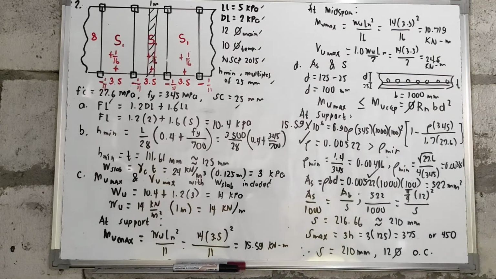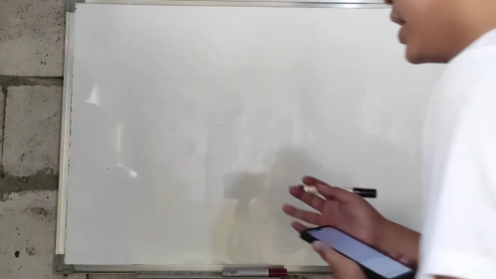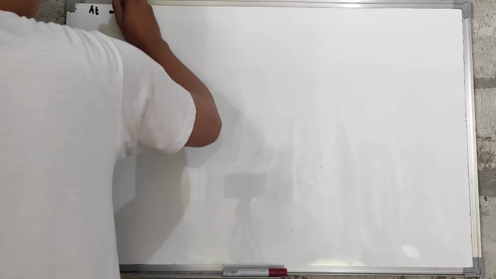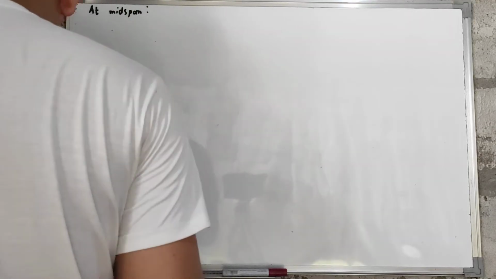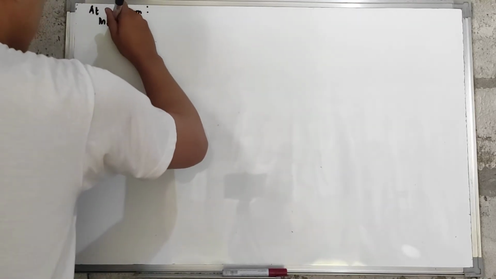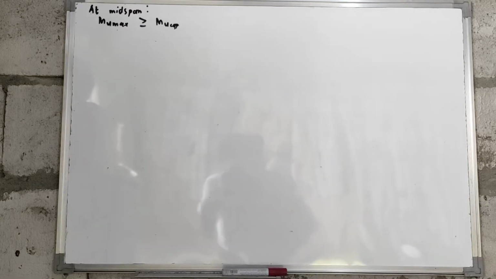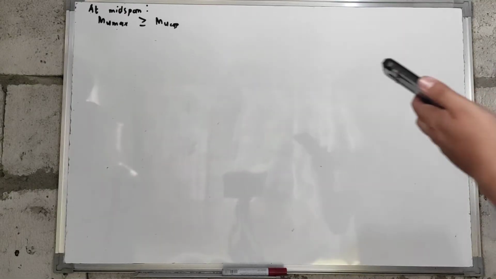So after natin ma-compute yung value nung sa support natin, we will now calculate for the value naman ng spacing natin dun sa midspan naman. So let us now calculate naman yung sa midspan naman natin. So let's calculate at midspan. So same procedure lang tayo dito, no? So gagamitin lang natin yung Mu max. That must be greater than or equal to the value of your Mu capacity. So gagamitin natin yung mga formulas natin sa flexural in computing for the value of your rho.